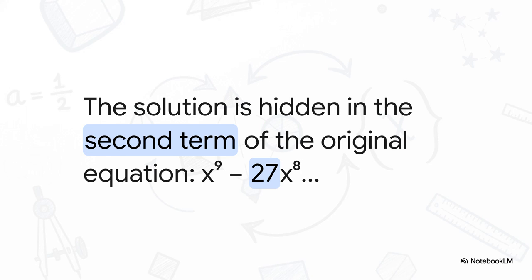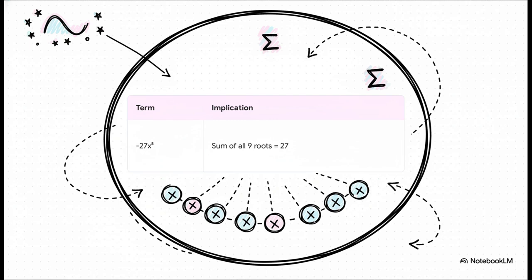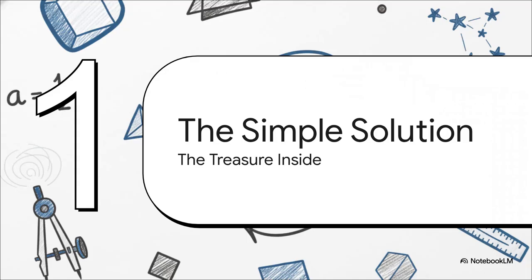Look at the second part of that massive equation. You see that number? The minus 27? Well, that's not just some random number thrown in there. Nope. That is the final piece of the puzzle. You see, there's this really cool rule in math. It's called Vieta's formulas. And what it tells us is that this specific number, the one attached to the second highest power of x, is tied directly to the sum of all the equation's roots. So for us, it means the sum of our 9 identical roots has to be 27. And just like that, that's it. We have everything we need. The lock is officially open.